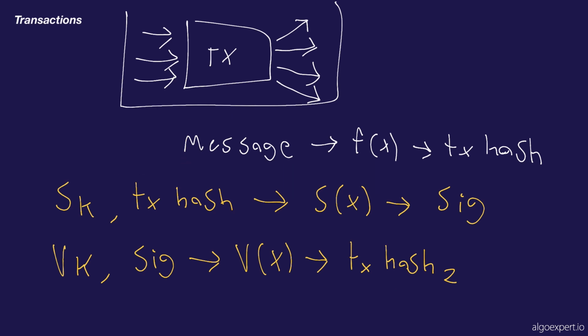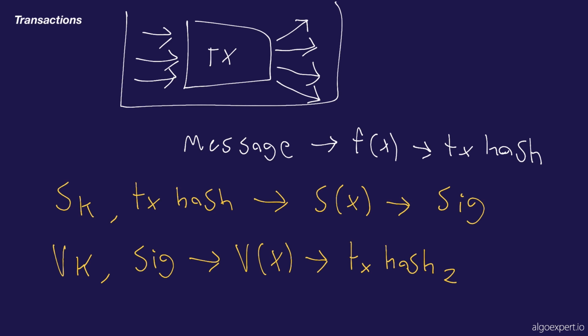Now, I know this seems a bit confusing because we have a bunch of similar words all over the page here, but just running through the process one more time, we take our message data, we hash it. That gives us a transaction hash. We then take our signing key, which is our private key, and our transaction hash, and we encrypt the hash of the transaction with the signing key. That is our signature. The encrypted transaction hash is the signature.